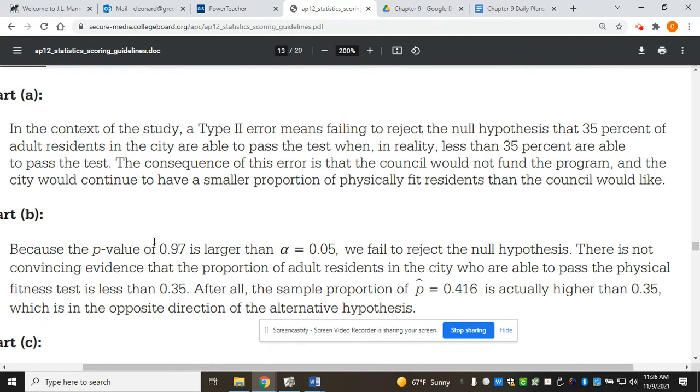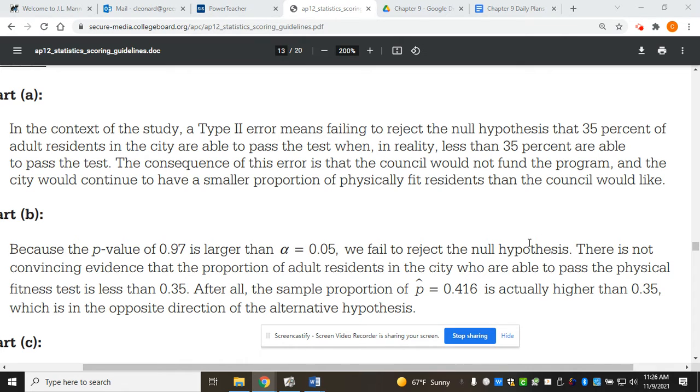Because the p-value of 0.97 is larger than alpha equals 0.05, we fail to reject the null hypothesis. There's not convincing evidence that the proportion of adult residents in the city who are able to pass the physical fitness test is less than 0.35. After all, and it just says what we were talking about, their sample proportion was actually higher than that, so obviously it's not going to have evidence in the direction of less than.